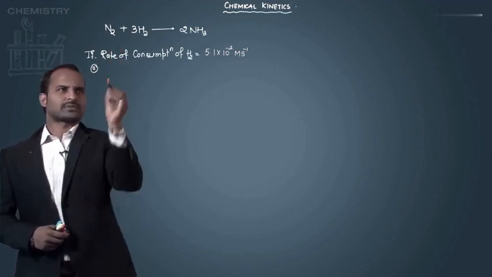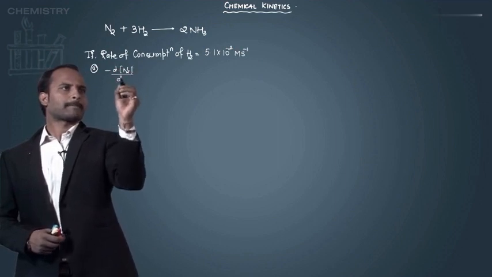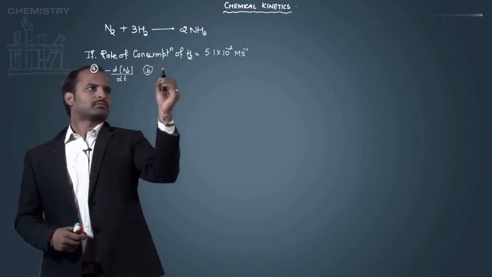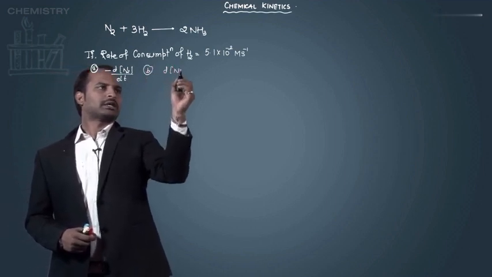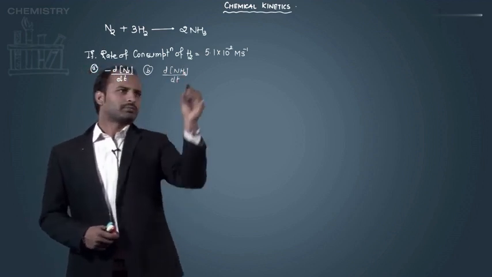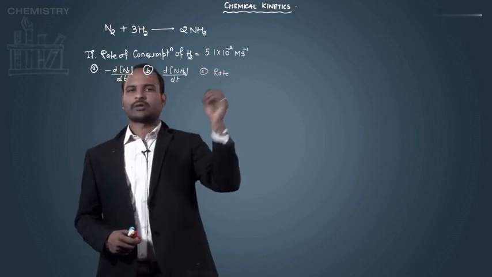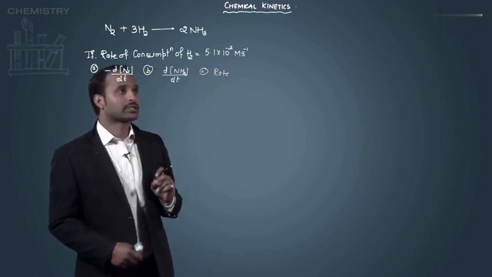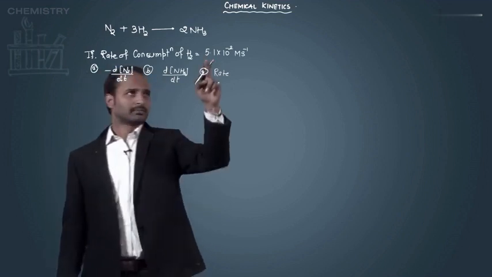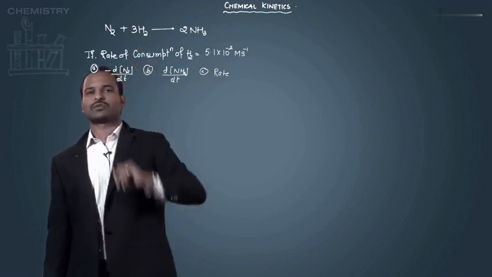Once they ask rate of consumption of nitrogen, it means I can say minus dN2 by dt we have to calculate. What is the formation of ammonia? That means we have to calculate dNH3 by dt. And the third question is C, what is the rate of reaction? That means we have to calculate speed of reaction also. Now for the same question, we can answer directly also. 5.1 into 10 raised to minus 2 molar per second, this is the speed of the consumption of hydrogen.